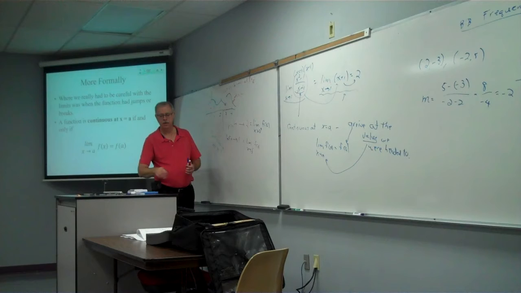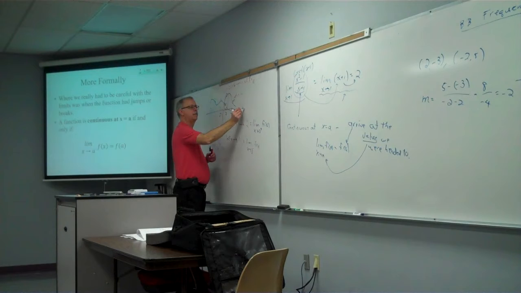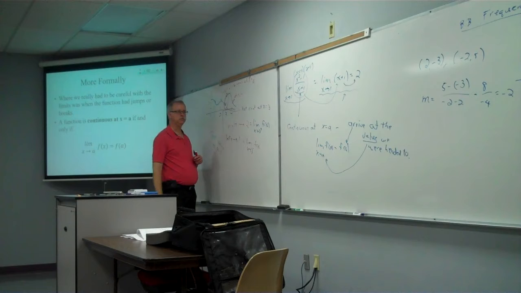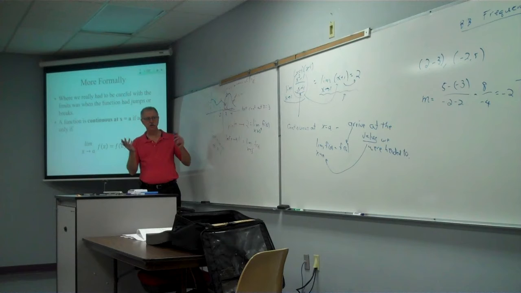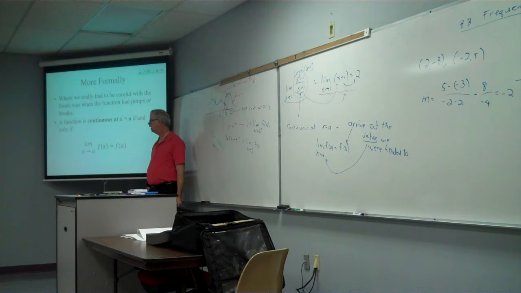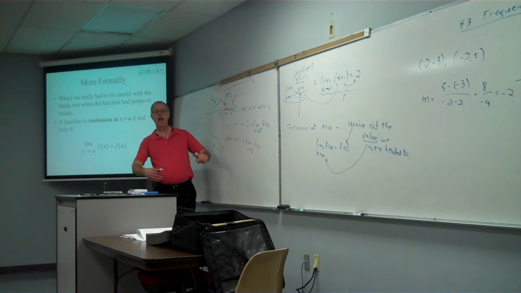This function is also not continuous at x equals 3. Because in fact, at x equals 3, we're not even headed somewhere. If the limit doesn't exist, there's no way it's going to equal the value of the function. If we can't even figure out where we're headed, well, then there's no way we get to where we're headed. So intuitively, continuity is we arrive at where we're headed. If we can't tell where we're headed, because of a situation like this, well, you certainly can't arrive there.